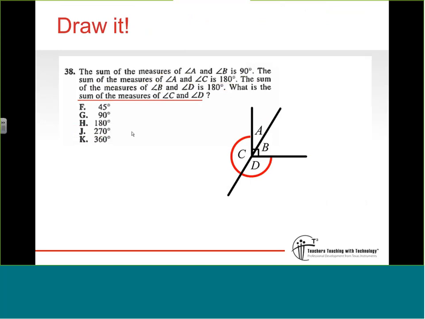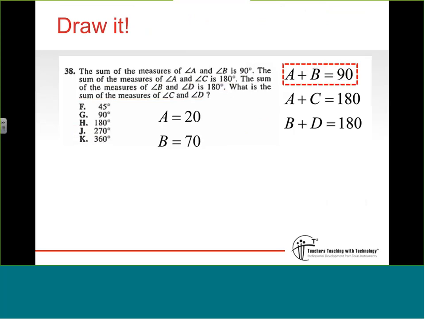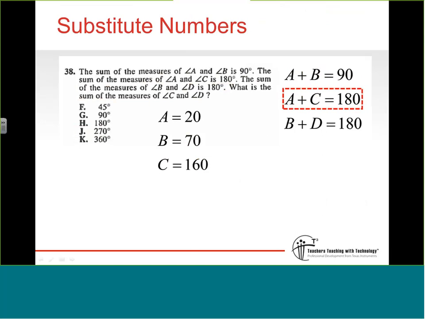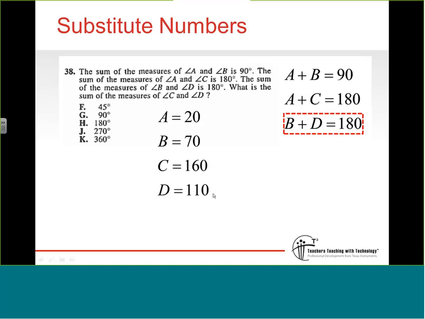This next strategy I'm going to show you, drawing is really neat, and we think that's a great idea. But this is really one of the most efficient: just choose a value for A and B. You could have chosen 10 and 80 or 30 and 60. Choose any value you want for A and B as long as they add up to 90. If A is 20, then C would have to be 160. If B is 70, then D would have to be 110. Isn't that interesting? So the question is C plus D. If you add those up, it's 270, and you've got it.